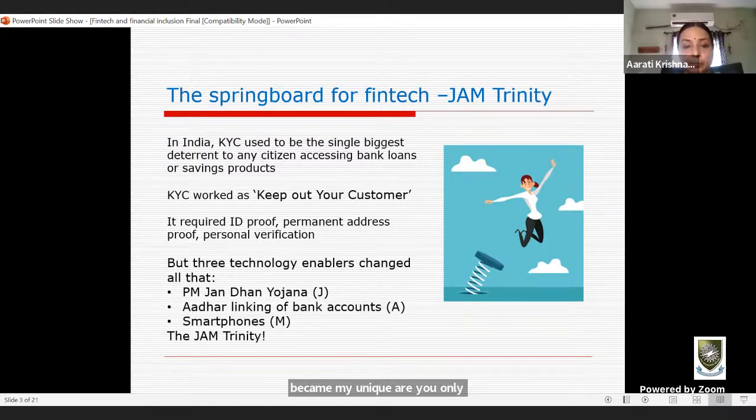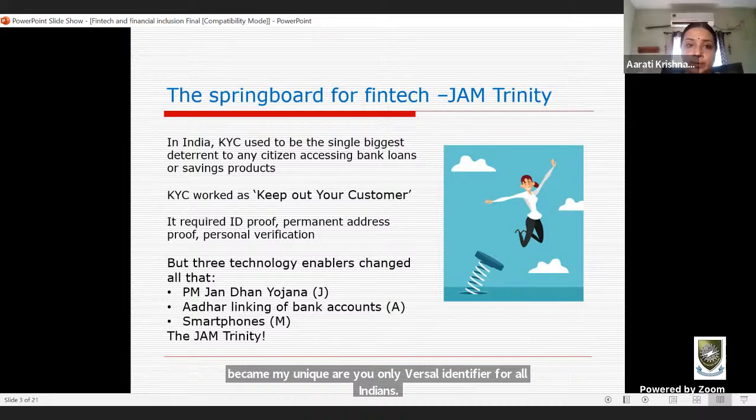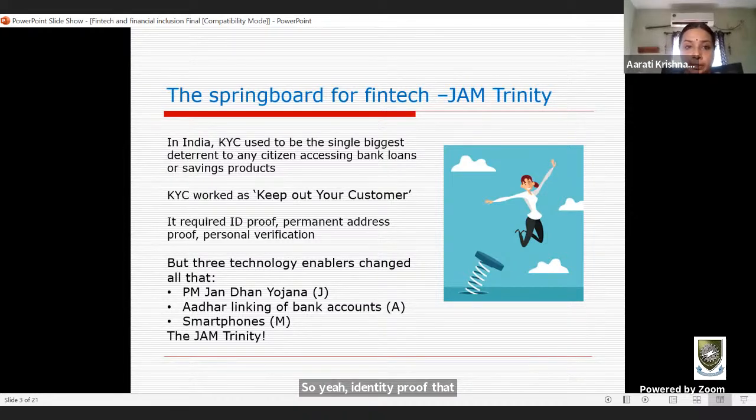So the identity proof problem was solved as more and more Indians got enrolled in Aadhaar. They could present Aadhaar as the identity proof to fulfill KYC norms. Now, Aadhaar also contained your address, so the ration card problem was also solved. So proof of ID and proof of address were contained in a single document. A third enabler of this has been mobile phones.